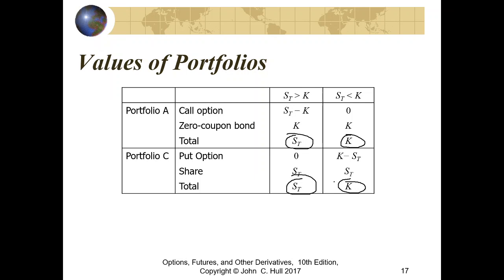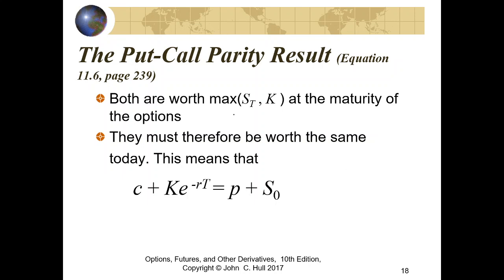What does this tell us? It tells us that at the time when the options expire, whether ST is greater than K or lower than K, portfolio A will always have the same value as portfolio C. If ST is greater than K, the value of A is ST, and the value of portfolio C is ST. If the spot price of the underlying stock is lower than K, the value of portfolio A is K, and the value of portfolio C is also K. Now, if both portfolios have the same value no matter what the underlying stock price is at time T, shouldn't we expect that they have the same value today? Well, the answer is yes.